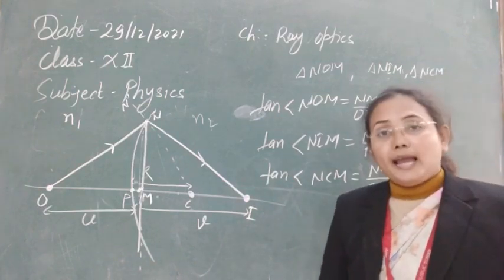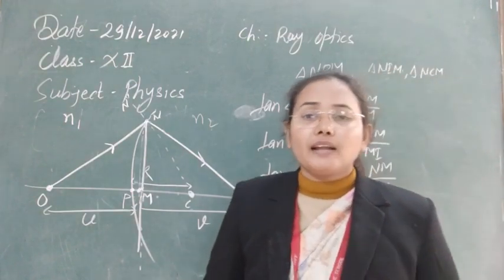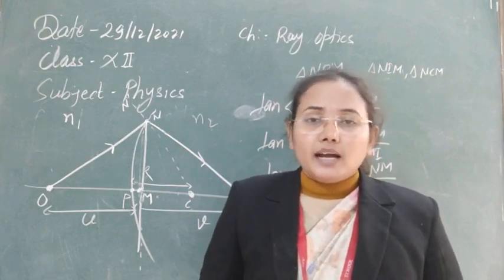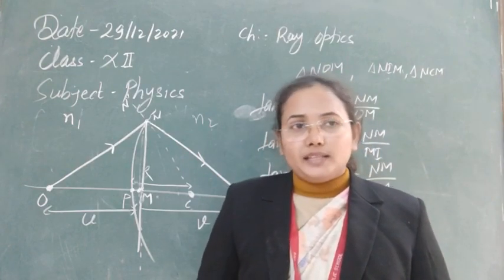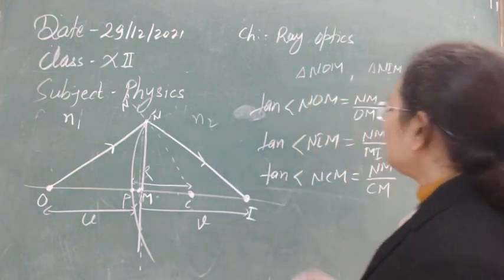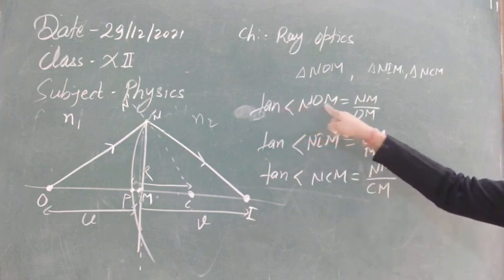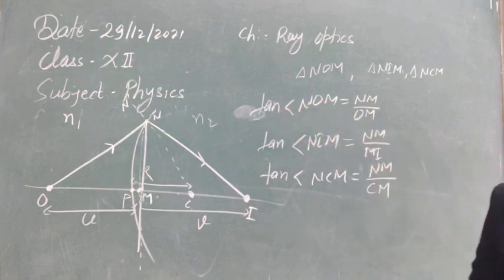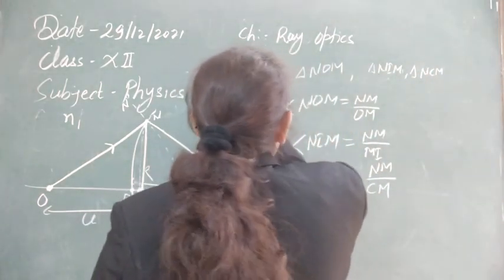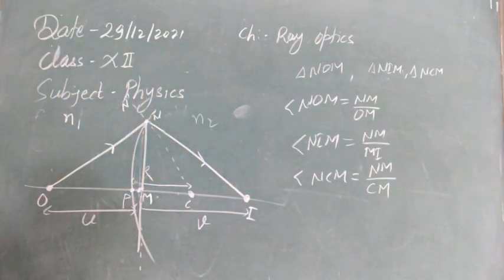Whenever the angles are very small, the trigonometric functions have the same value as the angle, just like tan theta can be equal to sin theta, as well as equal to theta. So it means we can replace tan of angle NOM with only angle NOM. So you can remove tan theta from here by using this assumption. So I am just removing it here. Later I will tell you what is the use of this one.